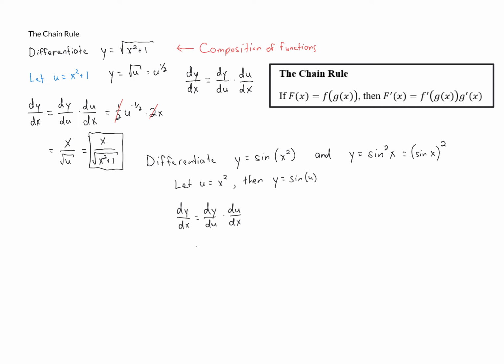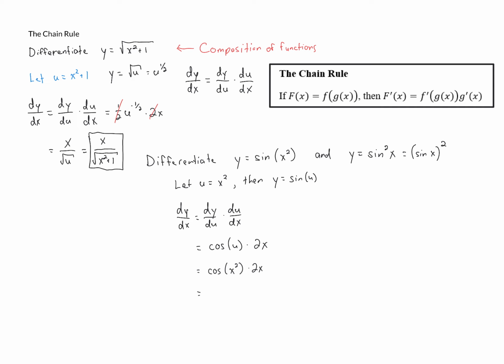All right? Now when we do this, we need the derivative of y with respect to u. Well, if y is sine u, do you remember the derivative of sine? It is cosine. So we've got cosine of u times the derivative of u with respect to x. Well, if u is x squared, then the derivative of that is going to be 2x. But remember, we can't leave a u in our answer because we want the derivative in terms of x. So we've got to go and back substitute. U was x squared. So this is actually going to be cosine of x squared times 2x.